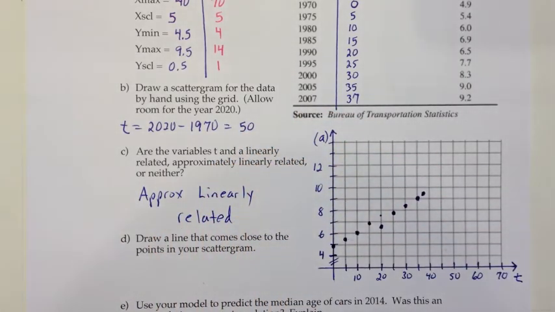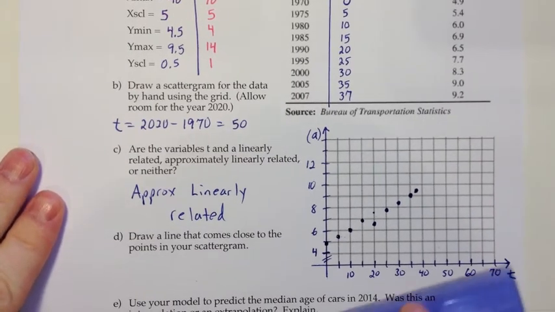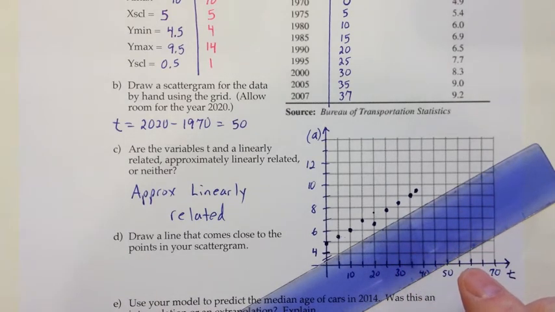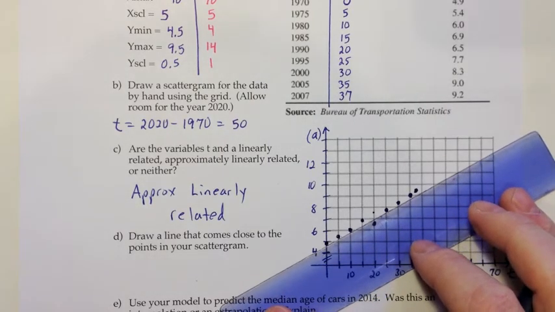Now draw a line that comes close to the points in your scattergram. So this is going to be our model. We're drawing a line that we're going to use to model what's going on here between the relationship of the years, number of years since 1970, and the median age of the cars that are on the road.